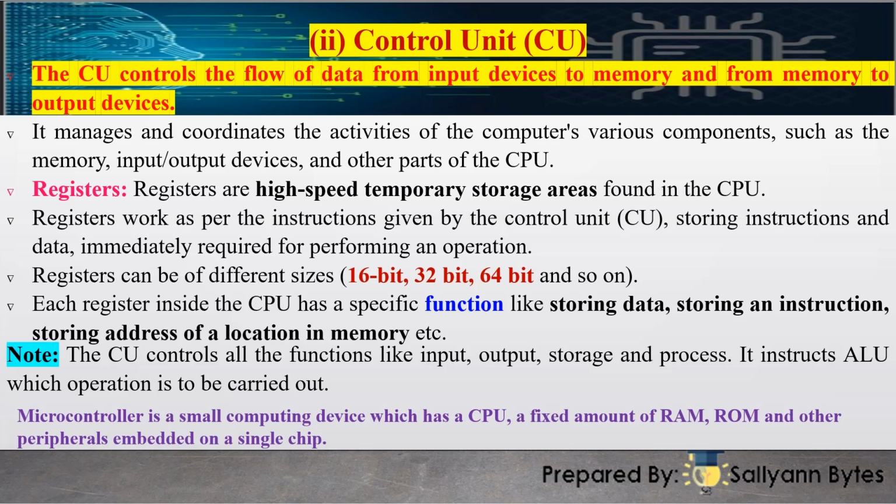Each register inside the CPU has a specific function like storing data, storing an instruction, storing address of a location in memory, etc. At this point, you have to note that the CU controls all the functions like input, output, storage, and process. It instructs the ALU which operation is to be carried out. Have you heard about a microcontroller? A microcontroller is a small computing device which has a CPU, a fixed amount of RAM, random access memory, ROM, read-only memory, and other peripherals embedded on a single chip.